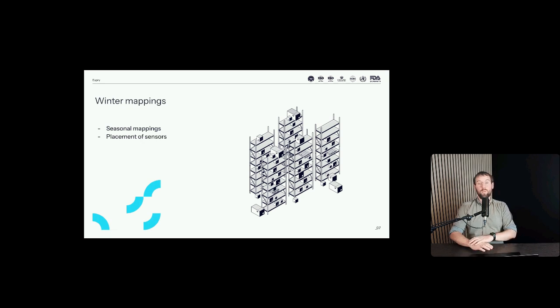When we've decided that we need to do a winter mapping or a summer mapping, it does also have an impact on where you place the sensors. And that's to a large degree a lot of the questions we get. How do we place sensors so that we cover the different risk areas? And we'll go through that today, because there are certain items that you could be considering when placing for a winter mapping.